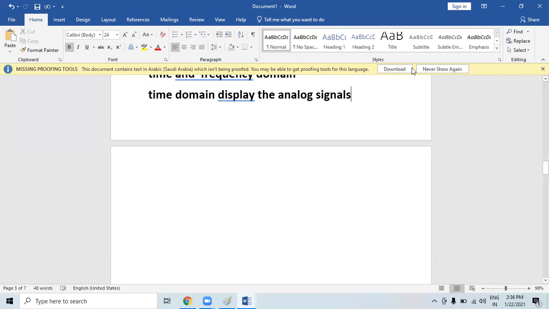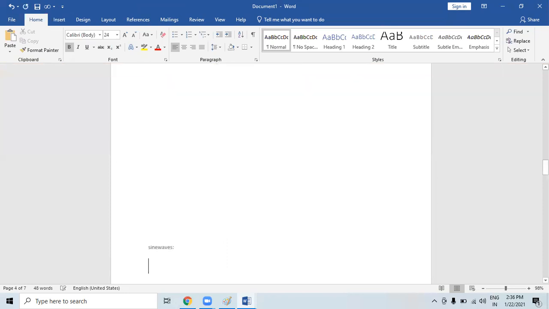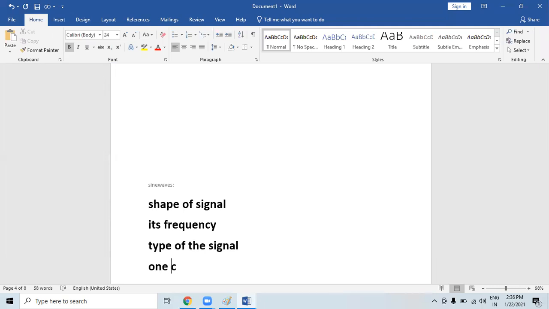Shape of signal. Then its frequency. Then type of the signal. Then one cycle period.